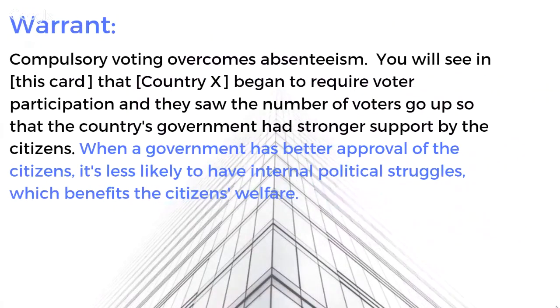Here's an example of a warrant, the part in the blue at the bottom of the page. When the government has better approval of the citizens, it is less likely to have internal political struggles, which benefits the citizens' welfare. That's a really good benefit. Now, the harm might be, if the government has better approval of the citizens, it might be more likely to do things that are harmful to minority members. See, you got to have a balance there. You got to figure out how you're going to answer this.